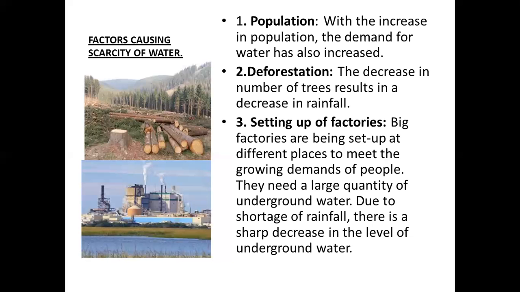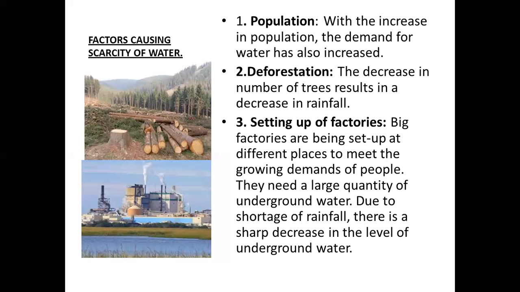Coming to the second factor, that is deforestation. You know what is deforestation? Deforestation means cutting down trees. Rain and snow are the two main natural sources of water. However, the amount of rainfall and snowfall is decreasing due to changes in the climate. Nowadays, rains are not coming in rainy season. All the time, summer itself, very hot weather. So, all these changes are observed in our daily life.